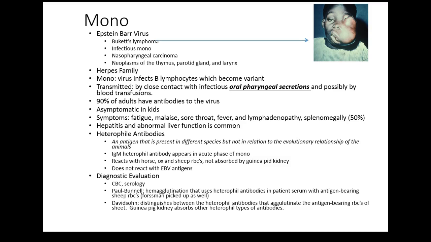The diagnostic evaluations include a CBC. We usually see atypical lymphocytes if it is there. There's a Paul Bunnell, which is a hemagglutination that uses heterophile antibodies with antigen-bearing sheep RBCs. This picks up Forssman antibodies as well. Then there's the Davidson. Davidson distinguishes between heterophile antibodies that agglutinate the antigen-bearing RBCs of sheep, and there's a guinea pig kidney that absorbs other heterophile antibody types so that it doesn't interfere.